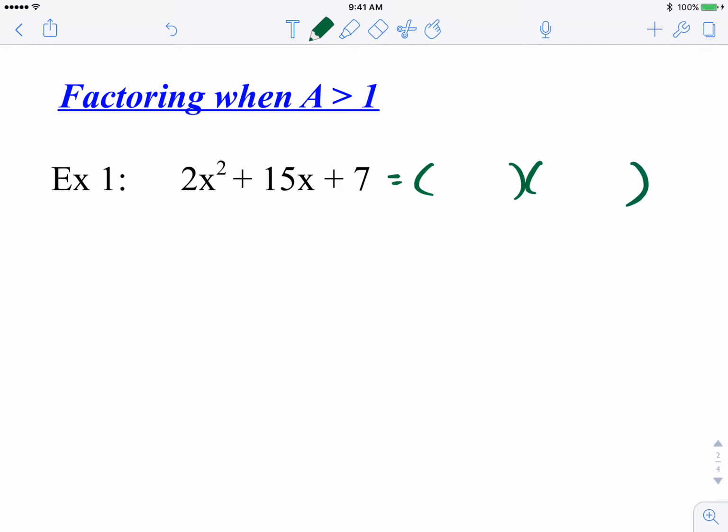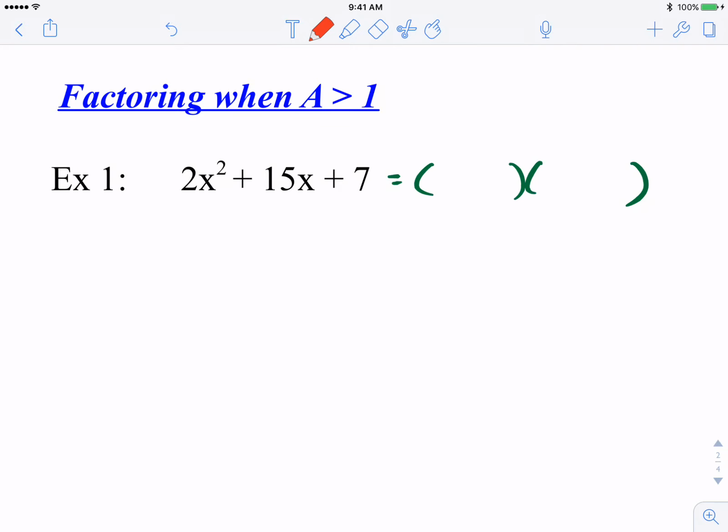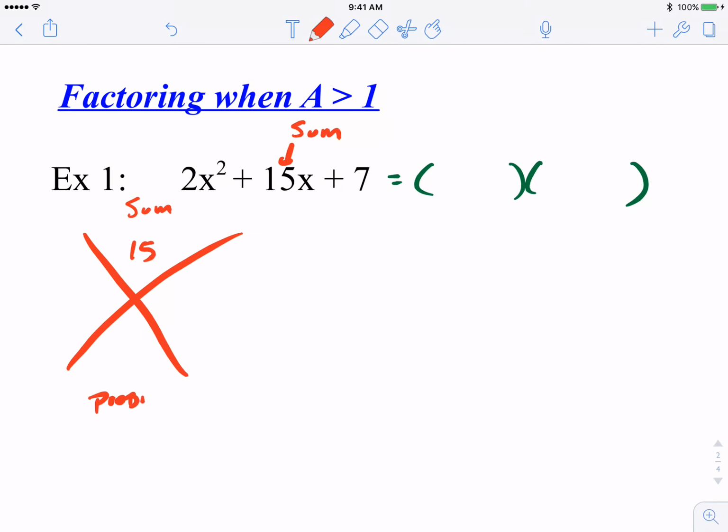The question would say like factor or write as a product of two binomials, something like that. So what I'm going to do first, the sum still stays the same. So I'm still searching for 15. But my product is not just 7 on the bottom, which it would be on that last slide that we did. The product here, remember, is a product of A and C.